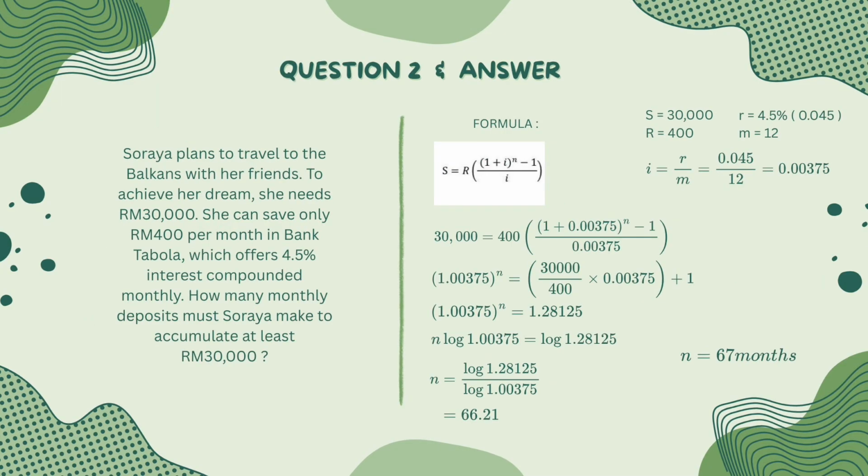So for part B, question number 2, Soraya plans to travel to the Balkans with her friends. To achieve her dream, she needs 30,000 ringgit. She can save only 400 ringgit per month in Bank Tebola, which offers 4.5% interest compounded monthly. How many monthly deposits must Soraya make to accumulate at least 30,000 ringgit?